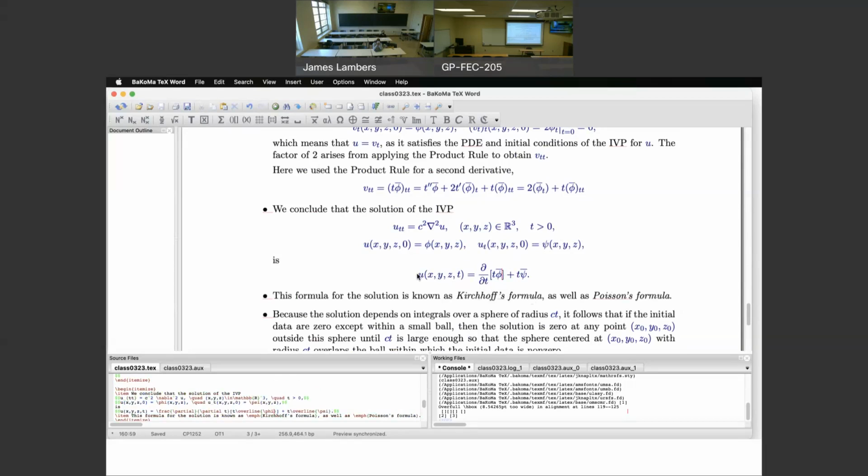All right. So questions about how this formula got put together from the previous work?